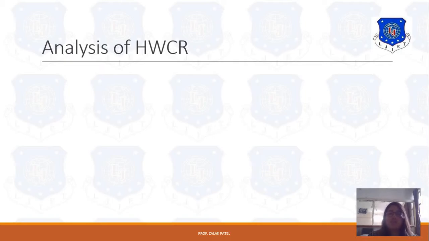First of all, as we discussed in the last lecture, in the analysis of HWCR we have seen that the average output voltage is given by Vm upon 2 pi into (1 plus cos alpha). Here alpha is the firing angle, and Vm is the maximum voltage applied to the system. You can also use the term ELDC or EM in place of Vm and VLDC.